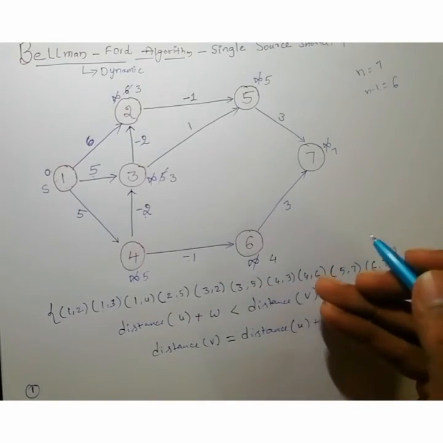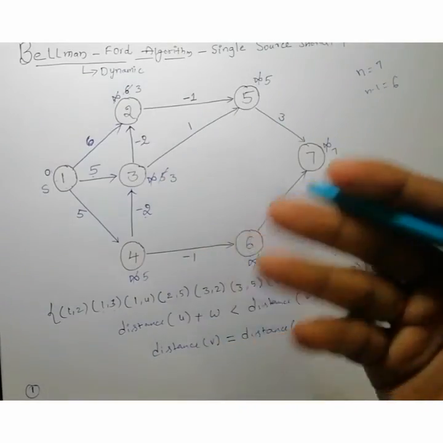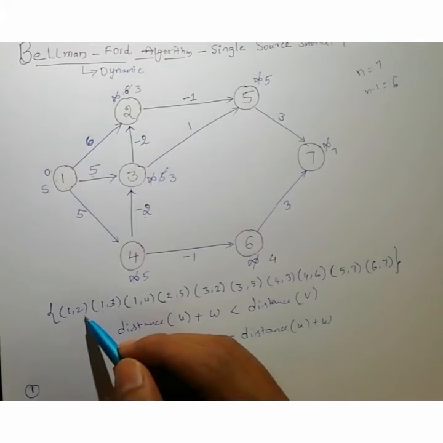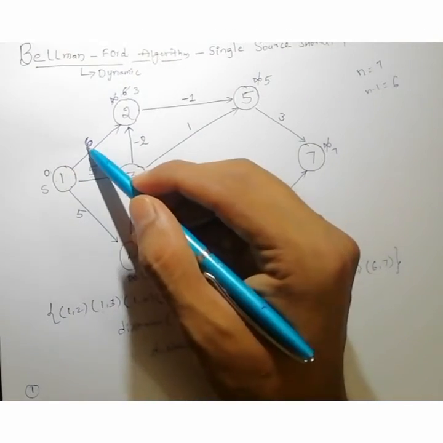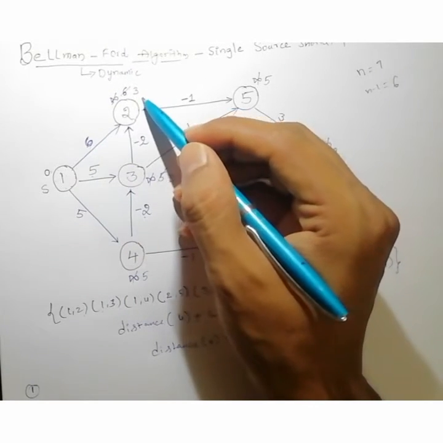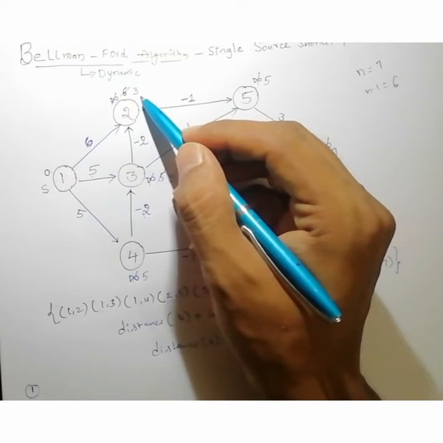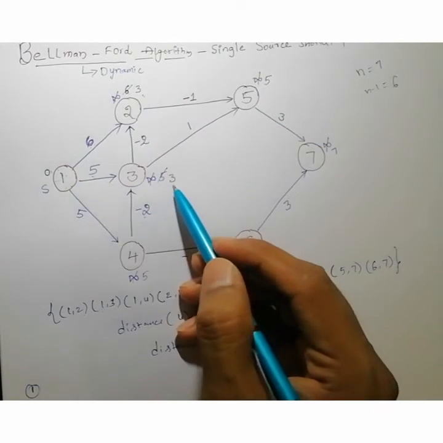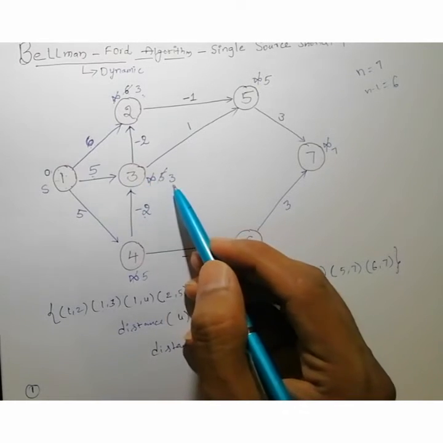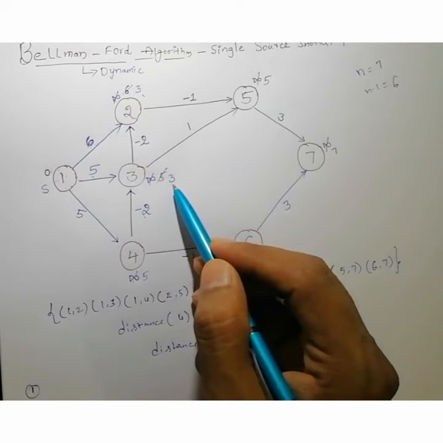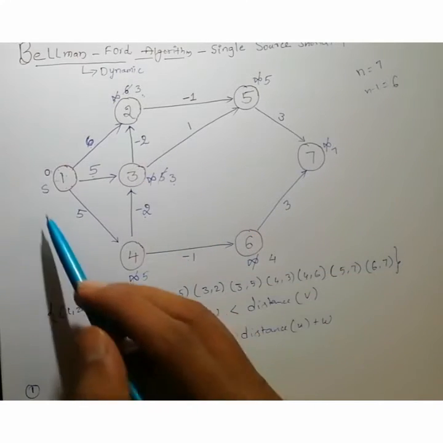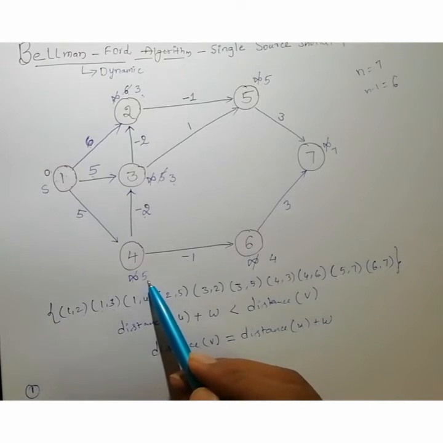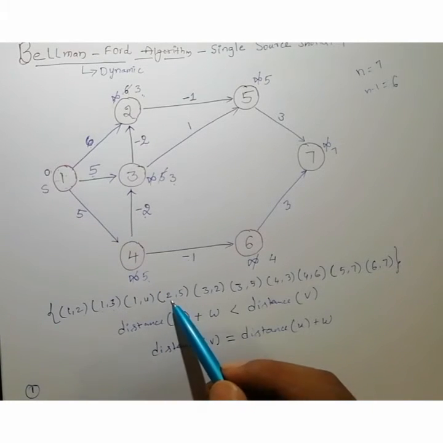So to check the values, because it may vary in the second, third, fourth step, again starting from edge 1 to 2. So 1 to 2, what is the edge? 0 plus 6. Is 6 less than 3? No. So it's still 3 only, because we need minimum distance. Next 0 plus 5. Is 5 less than 3? No. So the distance of 3 is still 3. Again 0 plus 5. 5 less than 5? No. So still 4 cost is 5. Perfect.